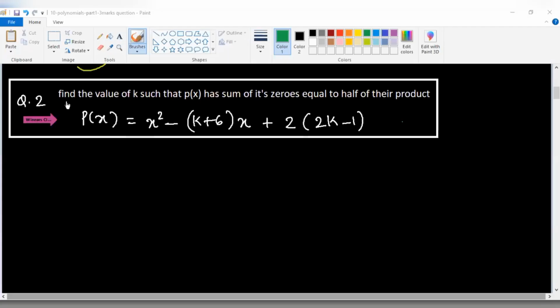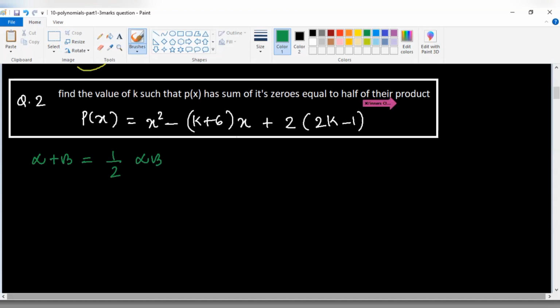This is our second question. Find the value of K such that P of X has the sum of its zeros equal to half of their product. Sum of its zeros, that is alpha plus beta, is half of their product, half of alpha beta. This is the given data. The sum of the zeros of the polynomial is half of the product of the zeros.